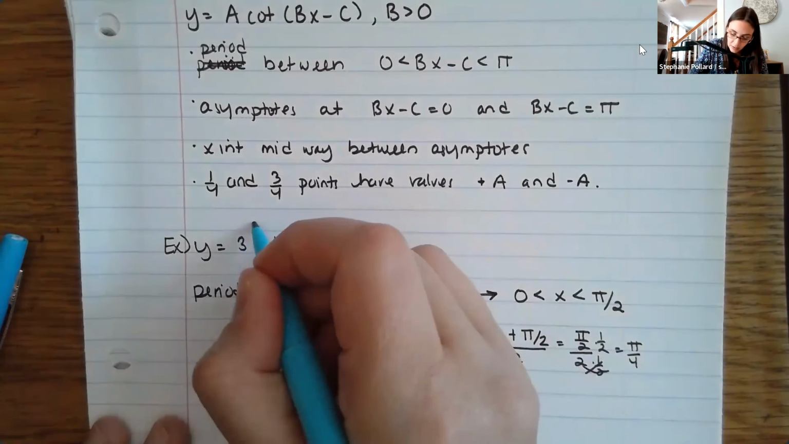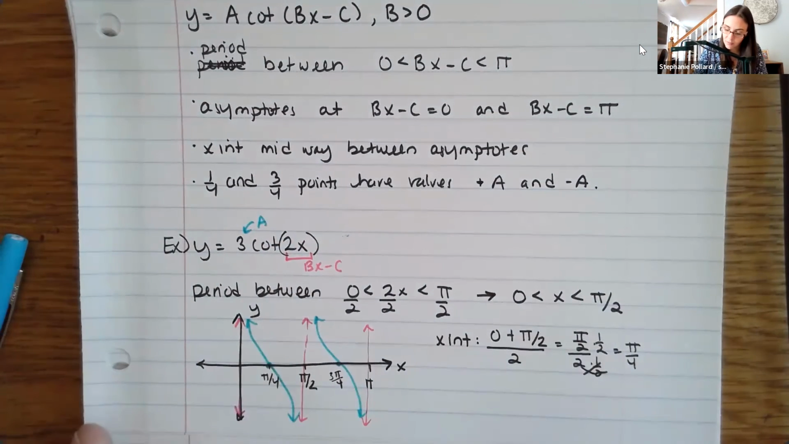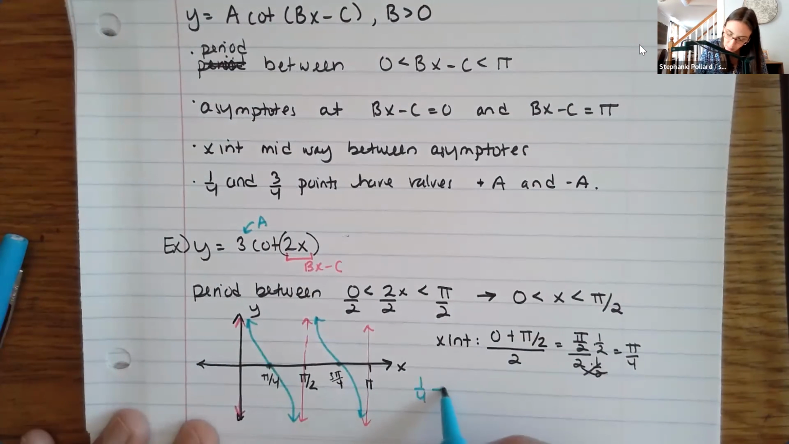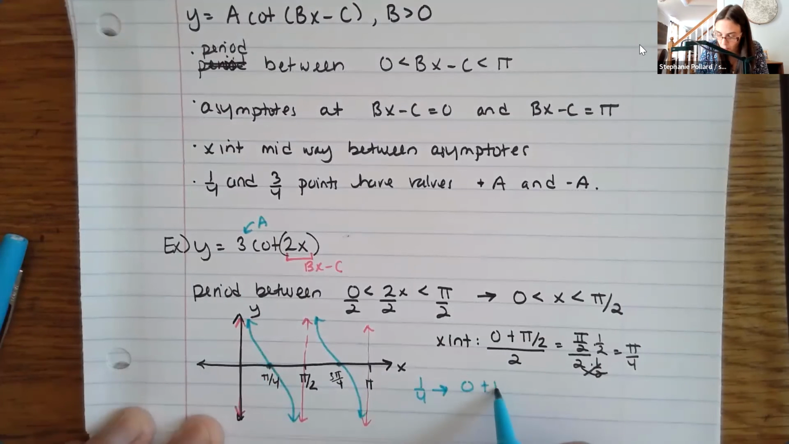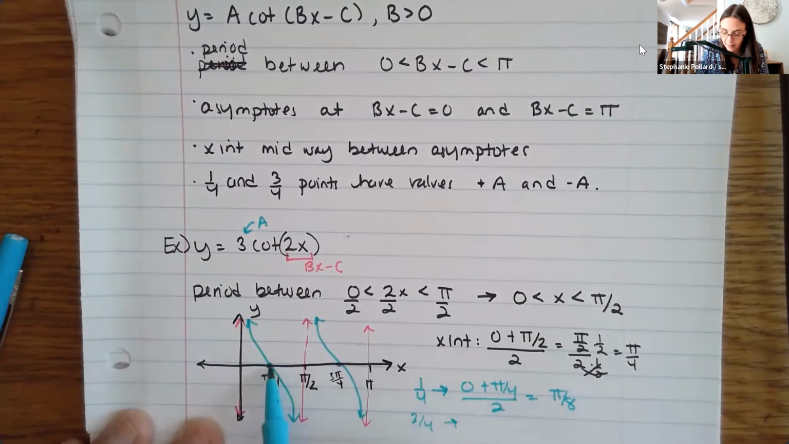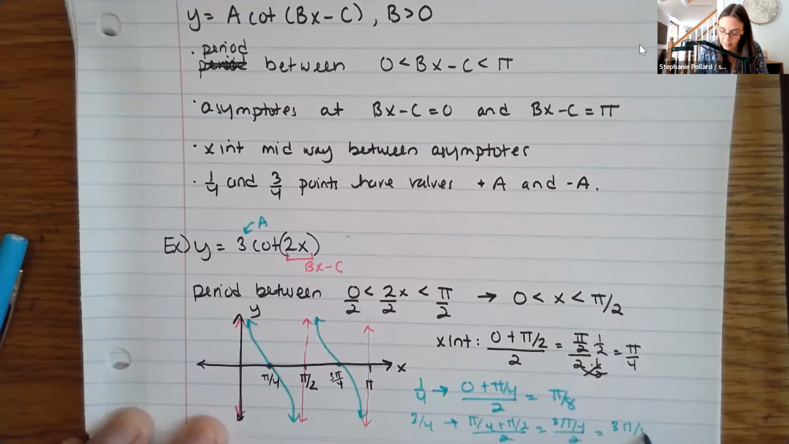So this is your A here. So that gives you the y values. So you can find your quarter point, which would be halfway in between here. So going from 0 to pi over 4 and dividing that by 2. And when you do that, you get pi over 8. And then for your 3/4 point, again, if you want to find it, it's halfway between these two. So you're going from pi over 4 plus pi over 2, divided by 2. 3 pi over 4 divided by 2, which is 3 pi over 8.